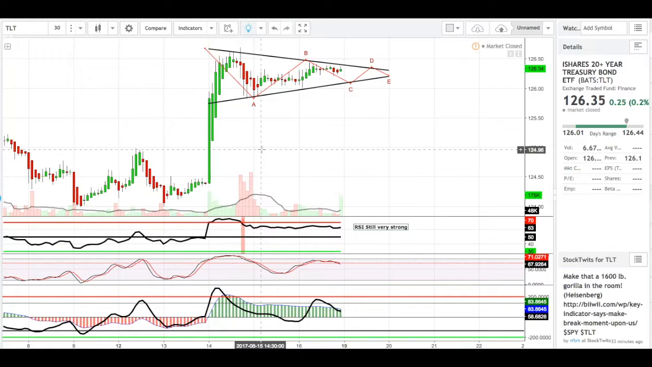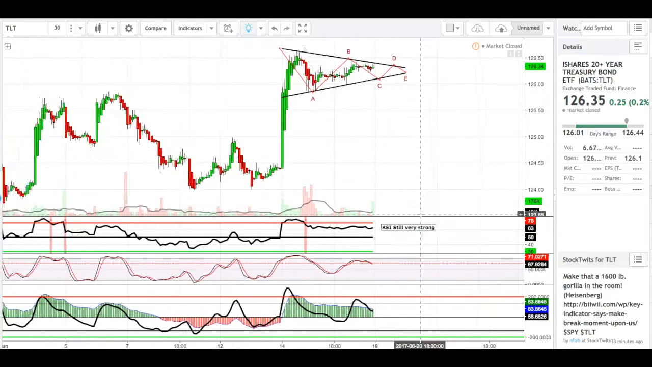As far as an ABCDE pattern goes within a bullish pennant, we come up here, resistance, support, this is A, B, C, D, E, and what I expect to happen is we just hit our B. I can see us drifting down slightly, hitting our C, D, E, and then moving up higher.